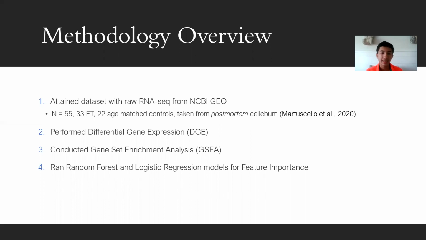I started with attaining a data set of raw RNA sequence data from NCBI-GEO, and I had 55 samples taken from the postmortem cerebellum. I performed differential gene expression on this data set, and then using those genes found, I conducted gene set enrichment analysis. I then ran random forest and logistic regression models for feature importance and gene identification.